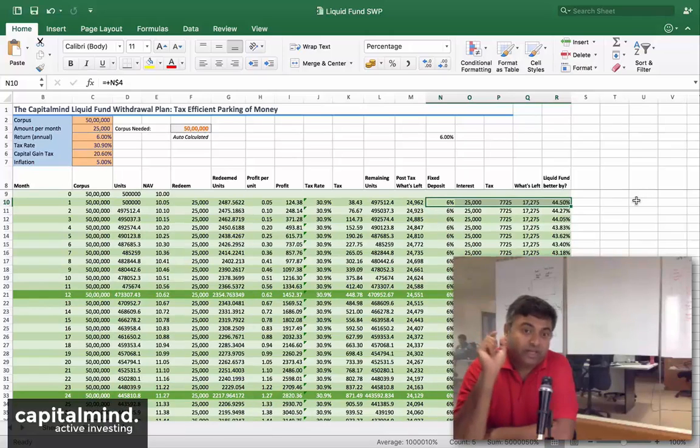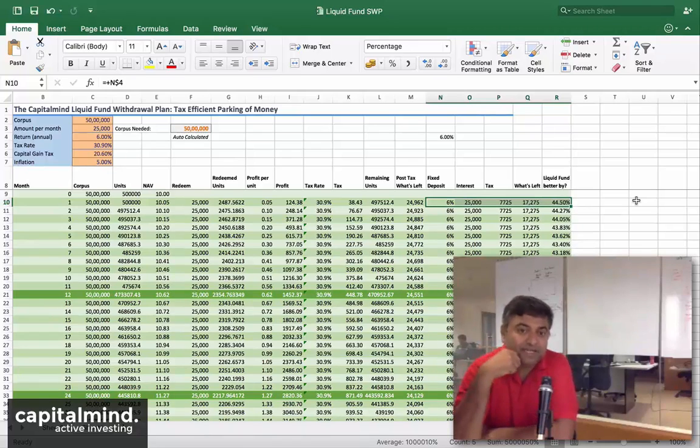In one instance, in the liquid fund, you paid only 38, and in the other you paid 7,725. It's a 200x difference. What's left with a fixed deposit is only 17,275. This is 44% more if you went to a liquid fund approach.